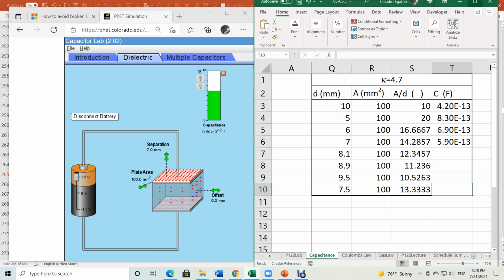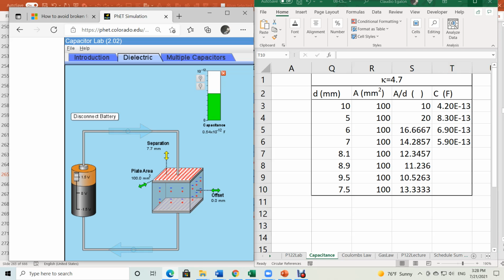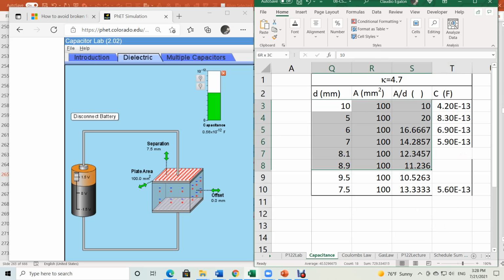Now I'm going to 7.5, okay? So I don't need to return here. 7.5, let's see if I can get it. Yeah, 0.56 times 10 to minus 12. Oh, wait a minute. Right here at the bottom. I'm doing 7.5, so I have to log right in here, right?